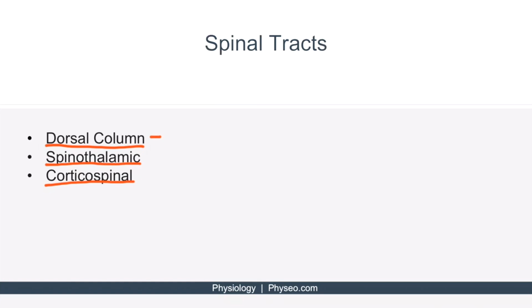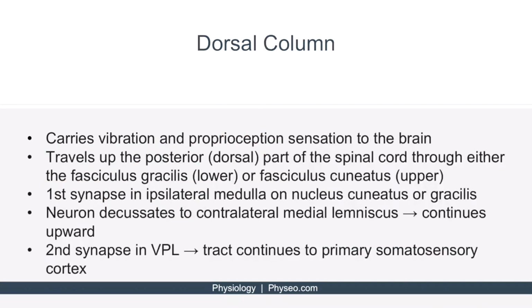And oftentimes the dorsal column is referred to as the DCML, or the dorsal column medial lemniscus pathway. So let's first start with the dorsal column. The dorsal column carries vibration and proprioception to the brain. It travels up the posterior or dorsal part of the spinal cord, hence the name dorsal column, and it'll travel through either the fasciculus gracilis, which is for the lower extremities, or the fasciculus cuneatus for the upper extremities.